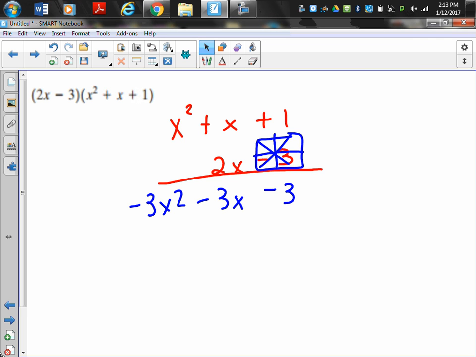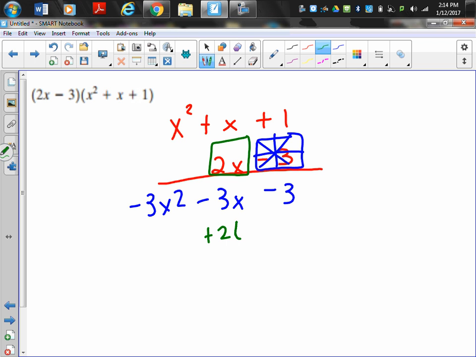So I'm going to go to my 2x. So, 2x times 1. 2x. But I put it right underneath my one that has the x. So this is a plus 2x. All right, 2x times x. 2x squared. Because this is an x to the 1, this is an x to the 1, 1 plus 1 is 2. And it's positive.